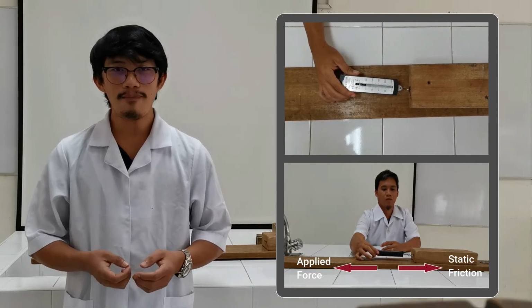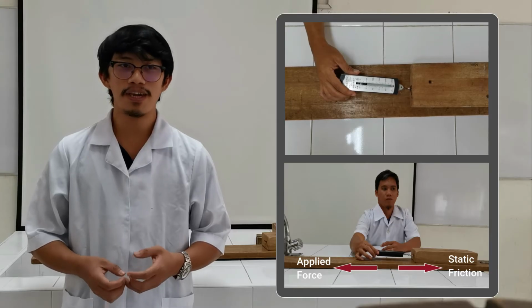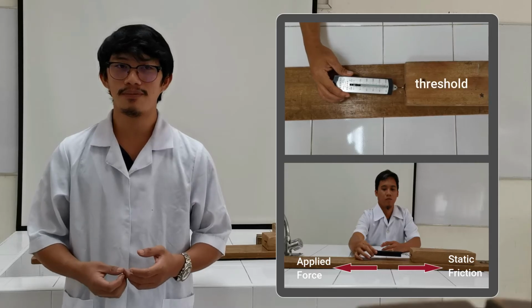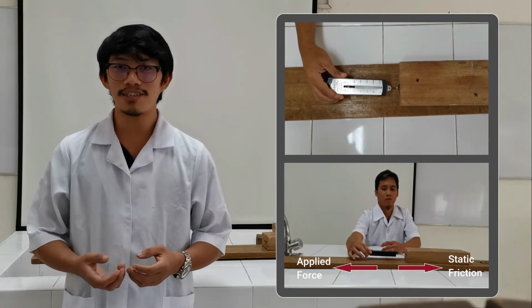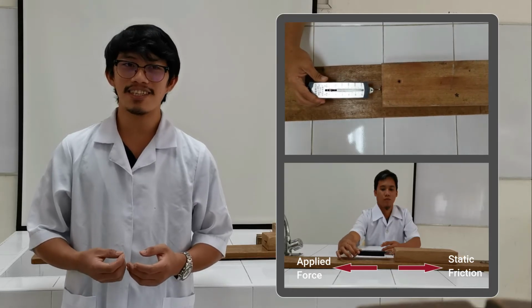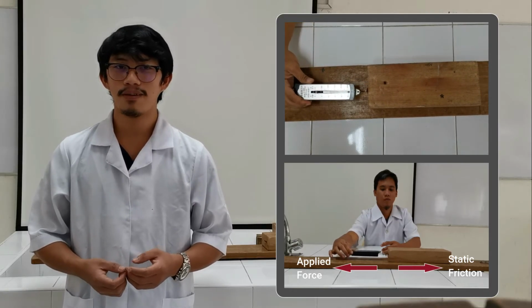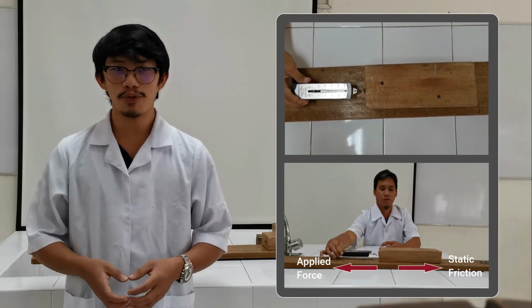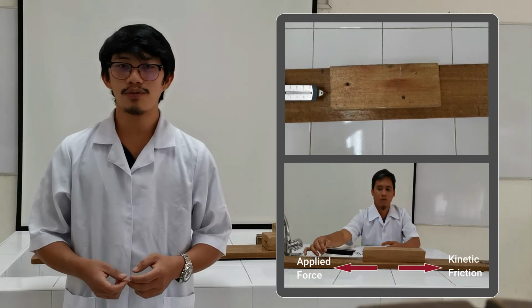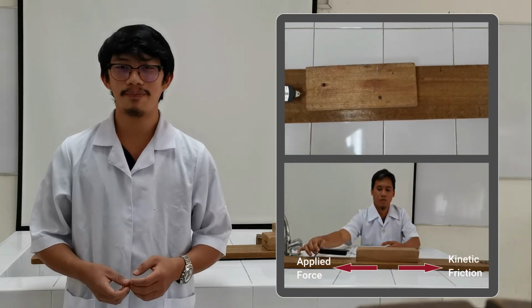However, when the applied external force becomes too large, the block will eventually start to move. As the block is on the threshold of moving, the static friction attains its maximum value. While the block is in constant motion, the value of static friction reduces to the value of kinetic friction. The frictional force that acts between moving surfaces is referred to as kinetic friction.